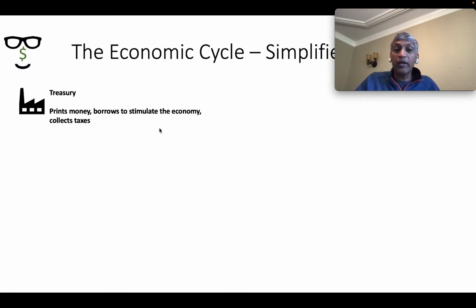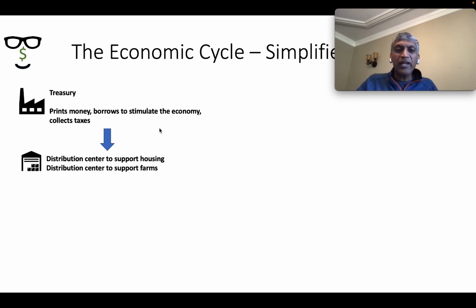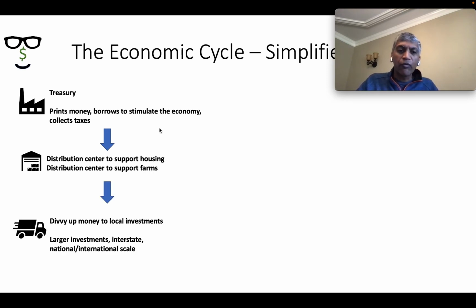The Treasury said, okay, we're going to print money, we're going to borrow to stimulate the economy, and then we're going to use essentially a distribution system if you were to compare it to manufacturing. The next step is we're going to channel a portion of the money that we printed specifically to support housing and specifically to support farming. From there on, we take that money and divvy it up into local investments.